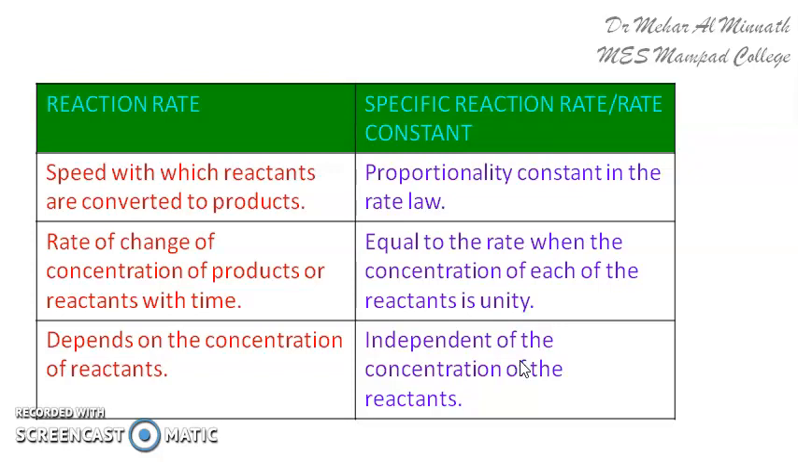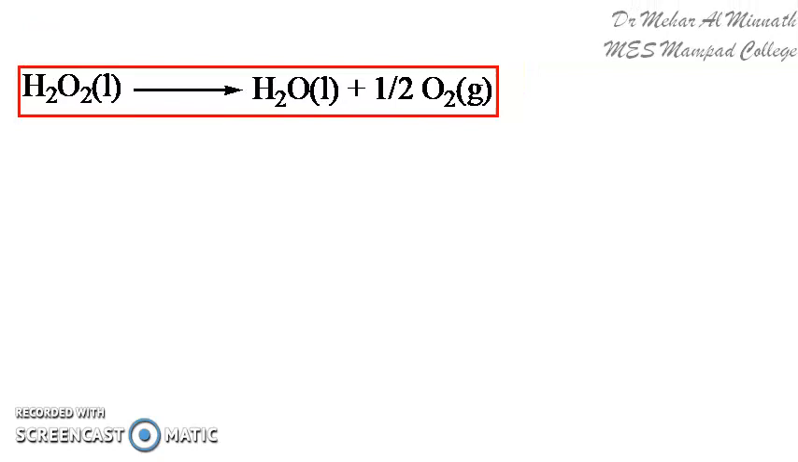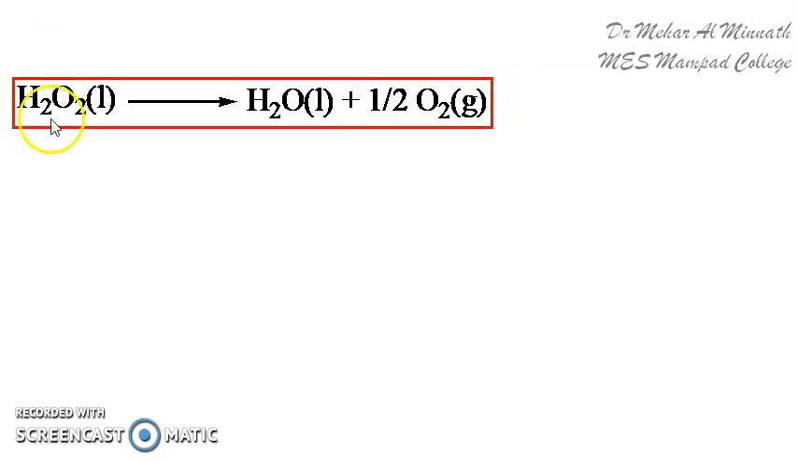So these are the basic differences between reaction rate and specific reaction rate. Do not get confused with the two. Reaction rate becomes equal to specific reaction rate when the molar concentration of the reactant is unity. Now, there are a few examples showing how we write the rate law. Say one example is H2O2 liquid giving H2O plus half O2. The rate law is written as rate equal to K into concentration of H2O2. Rate constant into concentration of the reactant.